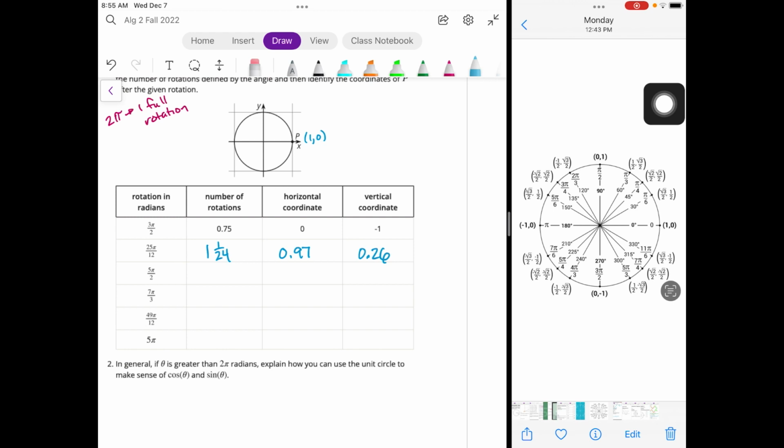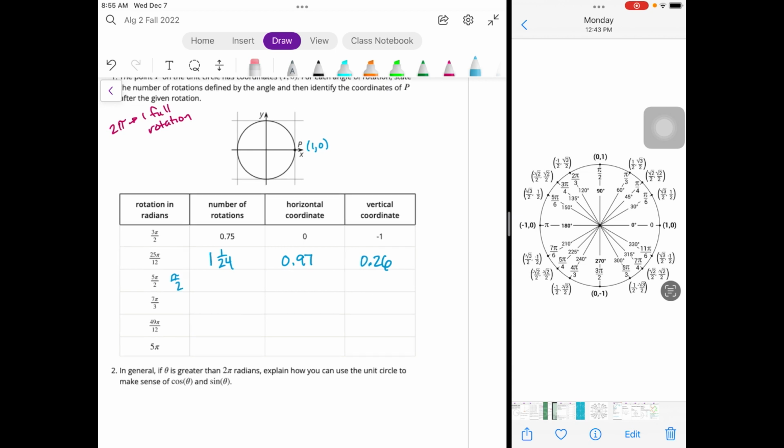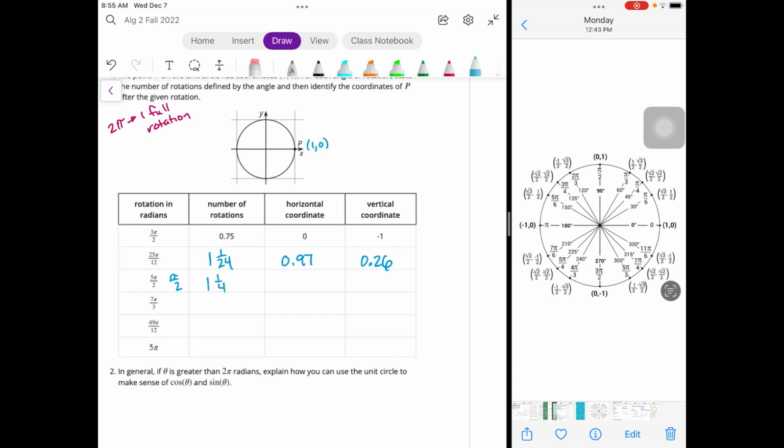And we're looking at 5 pi over 2. So this is pi over 2, 2 pi over 2, 3 pi over 2, 4 pi over 2, 5 pi over 2. So 5 pi over 2 is the same thing as pi over 2. It doesn't equal it, but it's the same as pi over 2. And so that is 1 1/4 rotations. And we can see that our x value is 0 and our y value is 1.